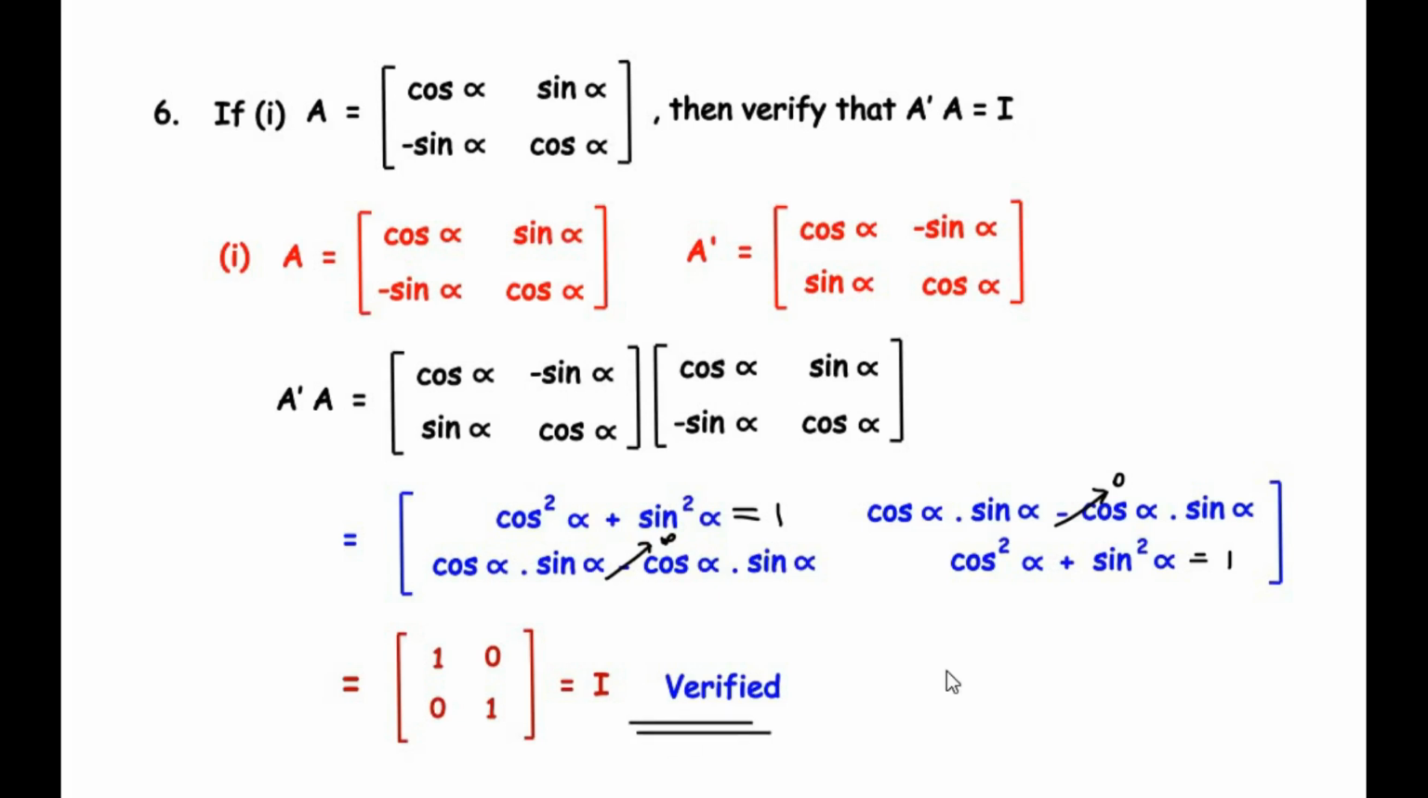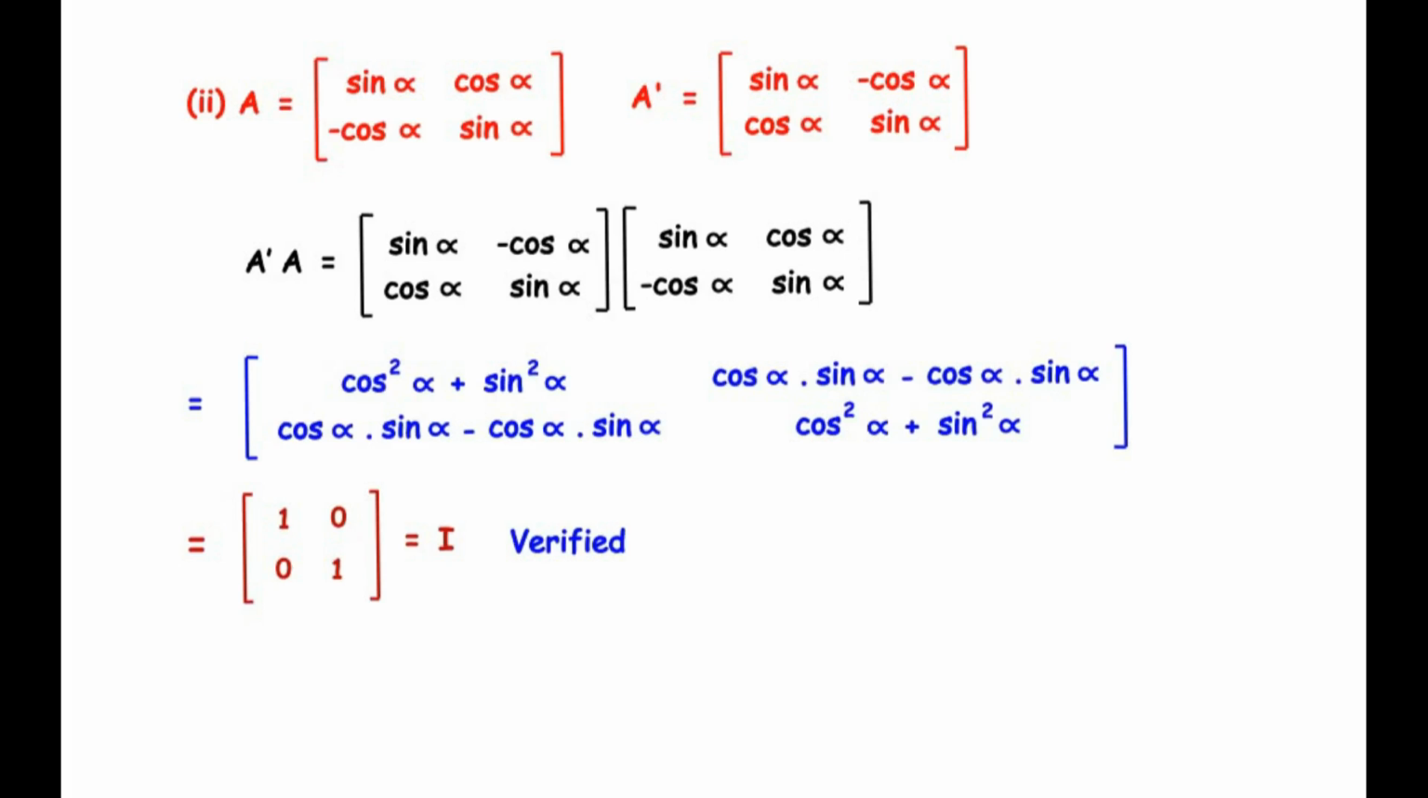Now let us move on to the second sub question. Now this is the given matrix A. So we have to find its transpose first. So the first column has become first row and second column has become second row. Now performing the multiplication between A transpose and A, again we are going to get a 2 by 2 resulting matrix. So let us start with the multiplication, that is first row and first column.